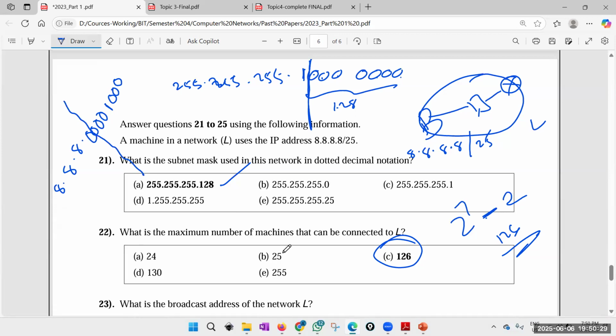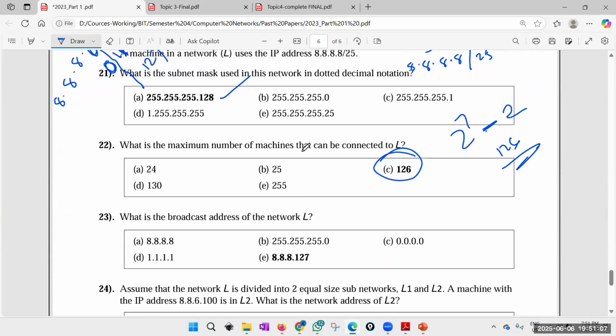And the question is the broadcast address. Of course, we can't touch this 0 because we only have flexibility after the 25th bit, so this cannot be changed. But the broadcast address is all ones: 1, 1, 1, 1, 1, 1, 1. That is 7 ones. 1, 2, 4, 8, 16, 32, 64, 128 minus 1, 127. So 8.8.8.127.